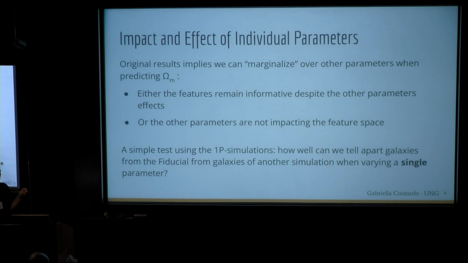We can start guessing based on the results of the original work, because some of the parameters were not predictable from the features, but this could be because we can't marginalize over omega matter. So we want to check basically which is which.